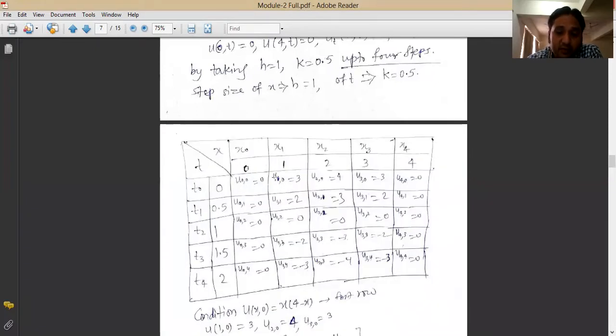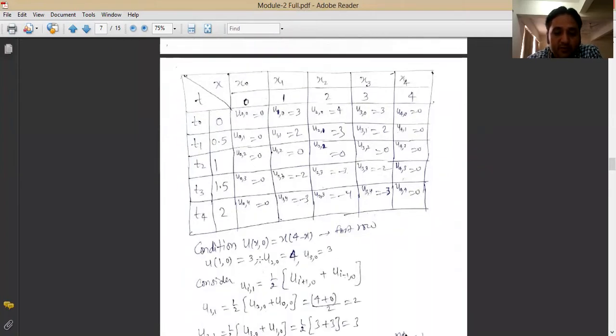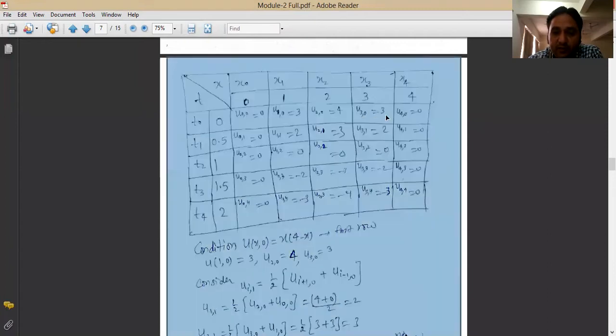So u of 1 comma 0 will come when you put x equal to 1: 1 into 4 minus 1, that means 3. So that has come 3. Like that, one by one, we will put the values of x here. For x equal to 2 you will get 4, and for x equal to 3 you will get 3. Like that, you will calculate the first row.